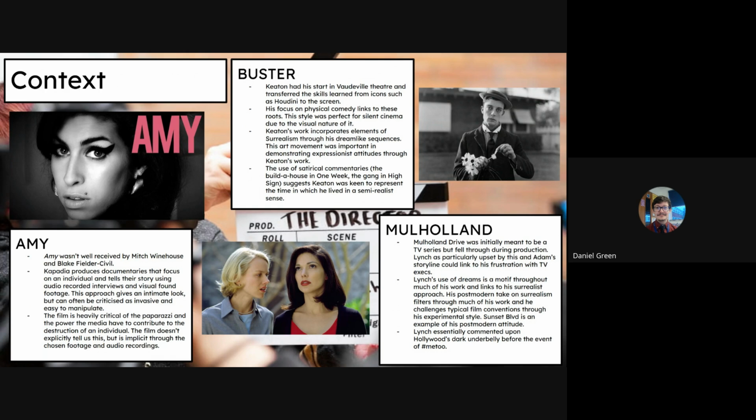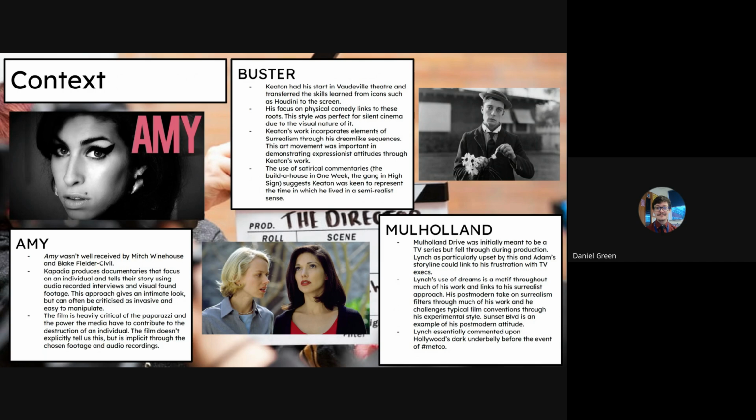And the film is heavily critical of paparazzi and the power the media have to contribute to the destruction of an individual. Like, if the media turn against you, that is pretty much your end. The film doesn't explicitly tell us this. At no point does Capadia come onto screen and go, paparazzi bad. But it's very implicit through the chosen footage and audio recordings that that is the aim of the film, to show the paparazzi as being quite a negative influence.